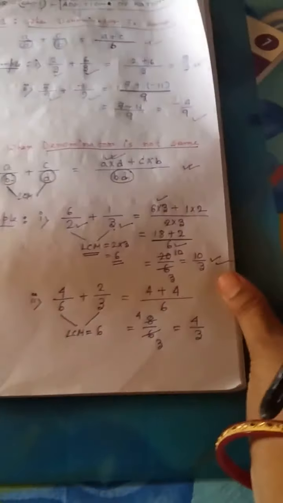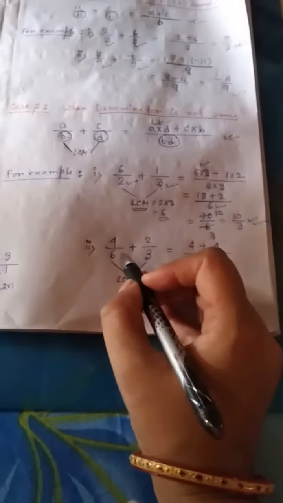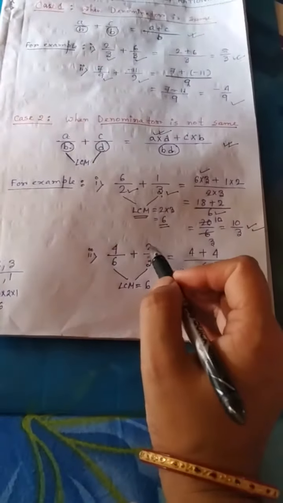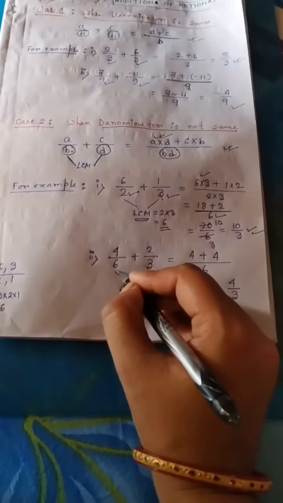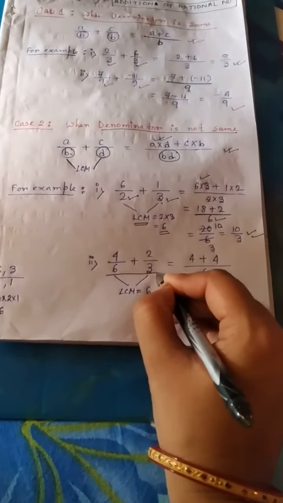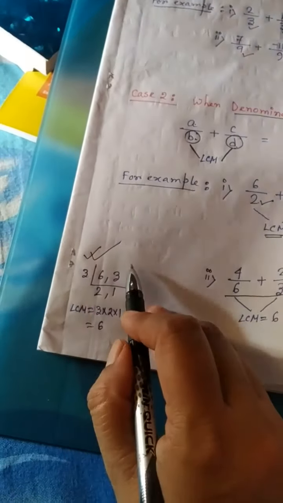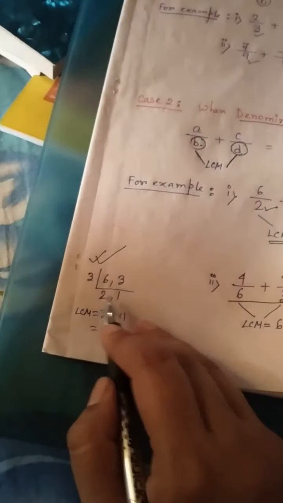Now take the second example. The second example is 4 by 6 plus 2 by 3. So first find out the LCM of 6 and 3. 3 2s are 6, 3 1s are 3. So 3 into 2 into 1, that means the LCM is 6. So we put the LCM here.